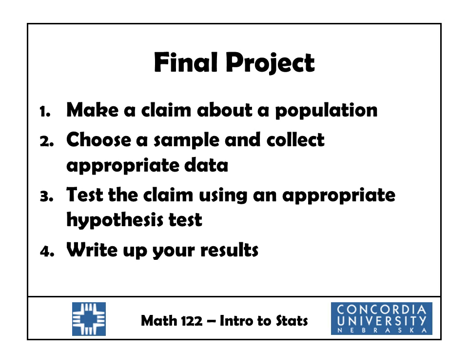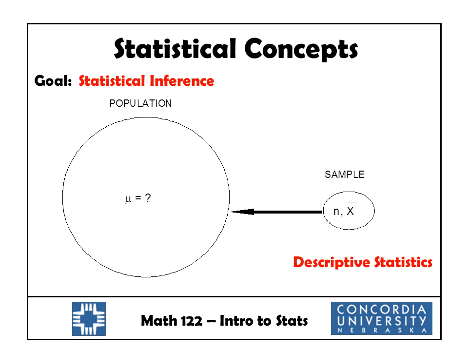First, we're going to make a claim about a population, and then we are going to choose a sample and collect appropriate data. And then we're going to use that data in an appropriate hypothesis test to test our claim. And then we're going to write up your results in a short project. So once you get done with steps 1 and 2, steps 3 and 4 are going to be just like a homework problem.